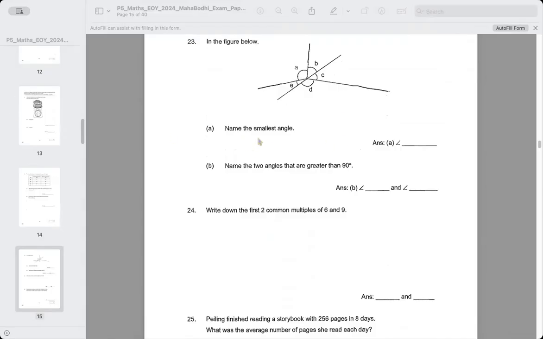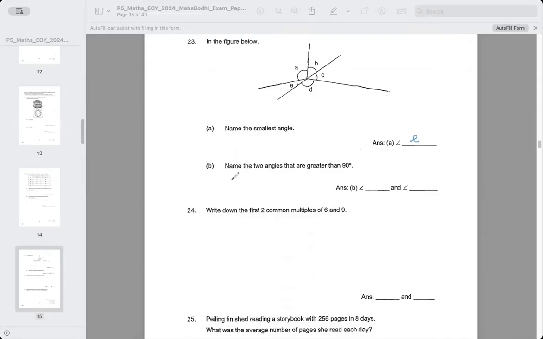Okay, here, name the smallest angle. So if you actually look at it by observation, it will be angle E. If you're unsure which one is the smallest out of the 5 angles, right, please use your protractor, okay, to help you identify which one is the smallest one.